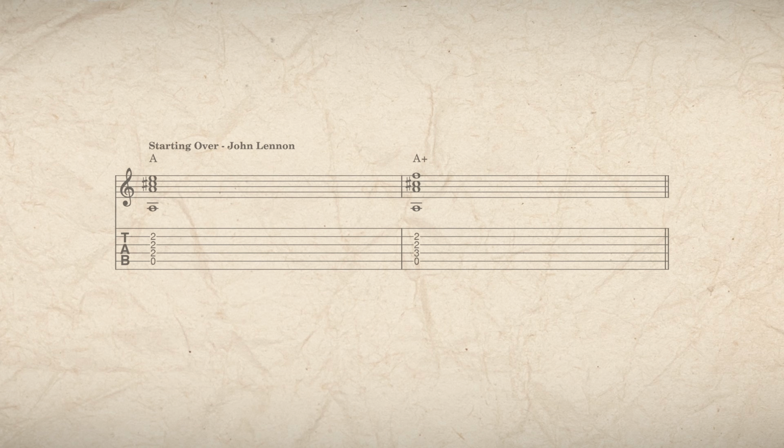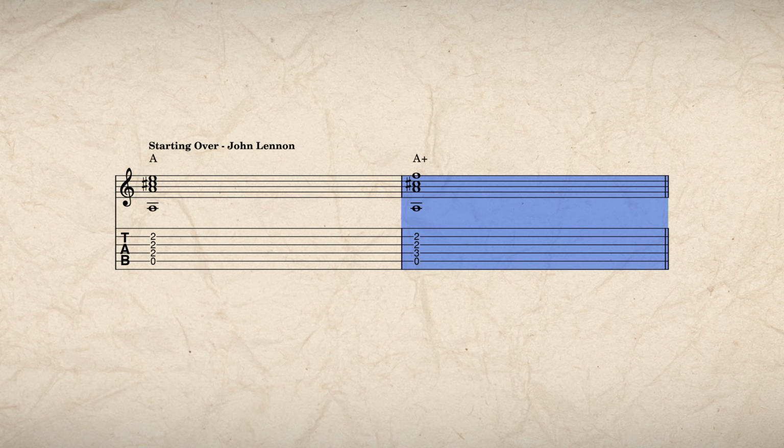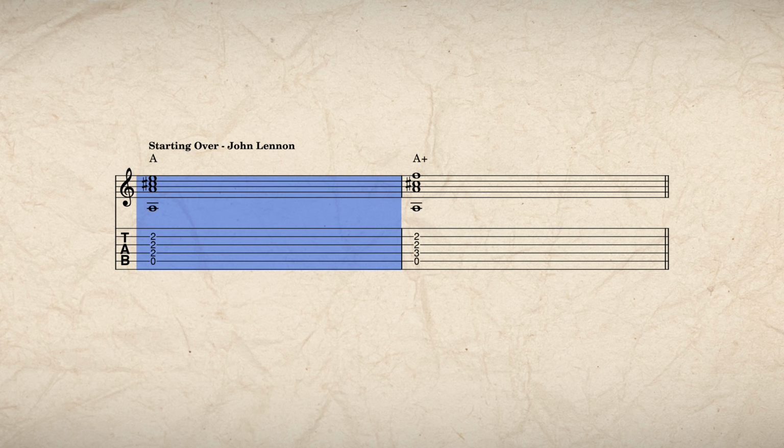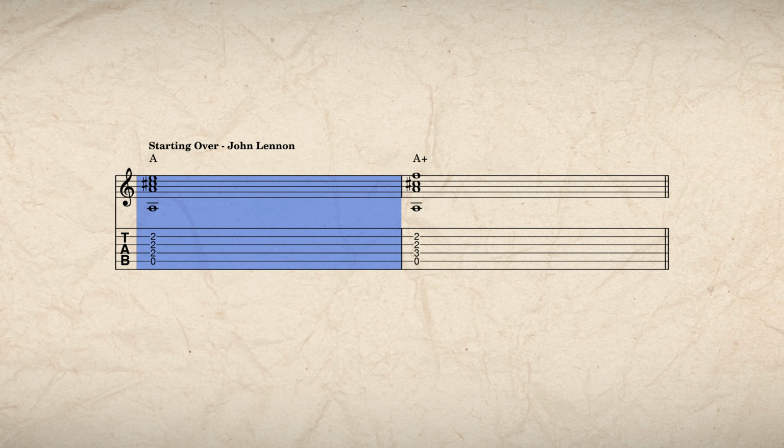When he sings the lines Starting Over, he first plays the A major chord and then raises the E to get an A augmented chord. And instead of going somewhere else, he goes back to the A major chord and repeats the same thing.